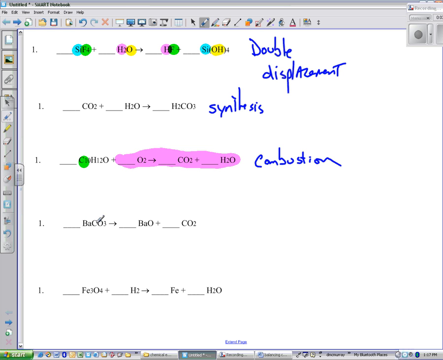Next, we have one thing that breaks apart to form two. These two things are almost like related, you might say. A synthesis is when two become one, or more than one come together. Well, if we take one and break it apart into several pieces, we're doing decomposition.